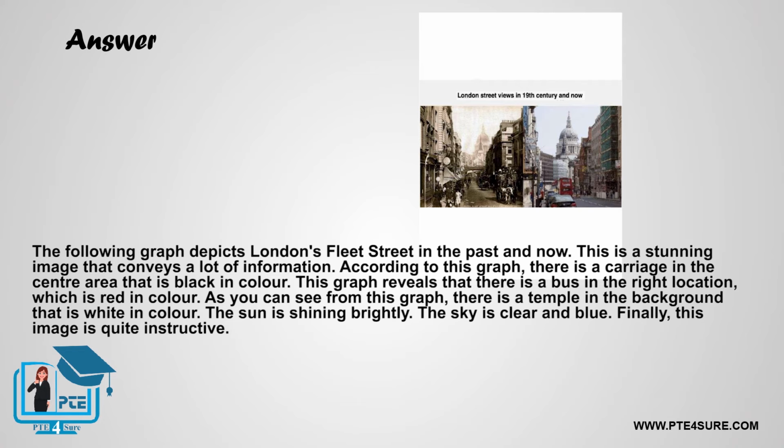The following graph depicts London's Fleet Street in the past and now. This is a stunning image that conveys a lot of information. According to this graph, there is a carriage in the center area that is black in color. This graph reveals that there is a bus in the right location, which is red in color. As you can see from this graph, there is a temple in the background that is white in color.